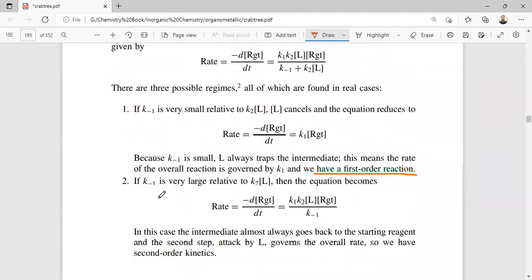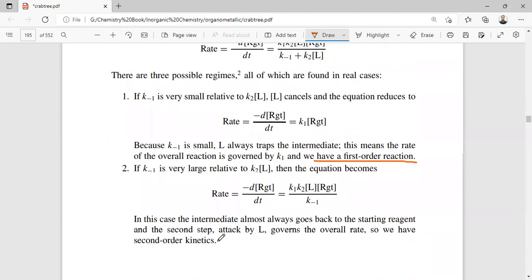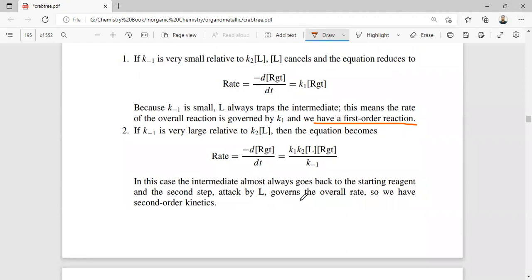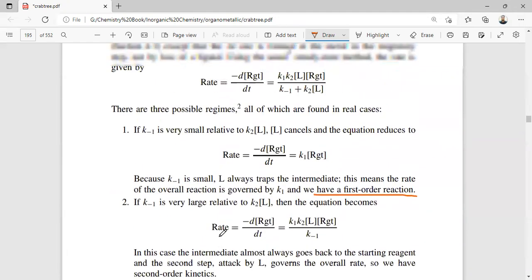In the second case, if K minus 1 is very large relative to K2 L, then the equation becomes rate equal to minus d[reagent]/dt is equal to K1 K2 L [reagent] divided by K minus 1. So in this case, the intermediate almost always goes back to the starting reagent, and the second step is the attack by L, which governs the overall rate. So we have second order kinetics.